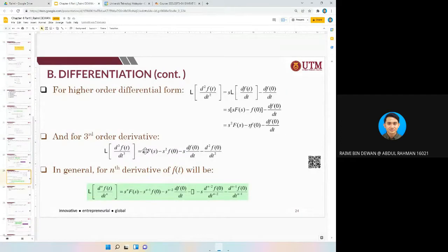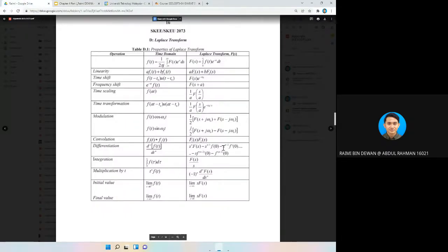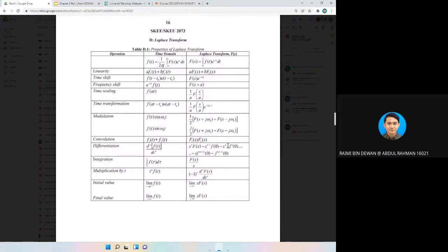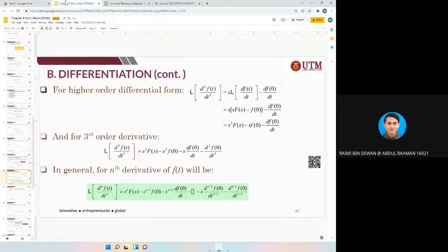You have s cubed as the biggest power, and then s to the power 3 minus 1, which is s squared, times f(0). The next one is s to the power 3 minus 2, which is s^1, with the first order differentiation of your time domain signal, df(0)/dt, minus d squared f(0)/dt squared. In general, the nth derivative of f(t) is given like this, which you can refer to from your table.